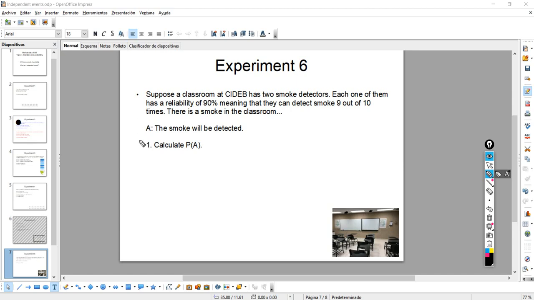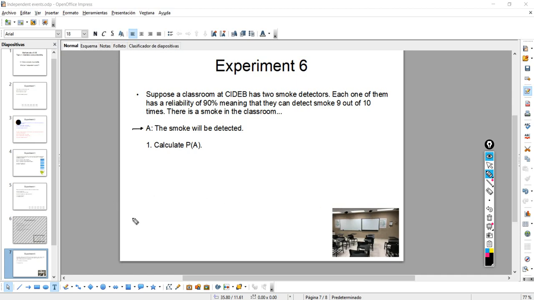Now, let's define the event A, that the smoke will be detected. And we want to calculate the probability of A. So let's see, guys. Remember what I told you in class. In many cases, what you need to do is rephrase or restate or change the interpretation of event A into something that you already know. For example, what do you know at this point from the context of the problem? You know the probability that each of these detectors will detect smoke.